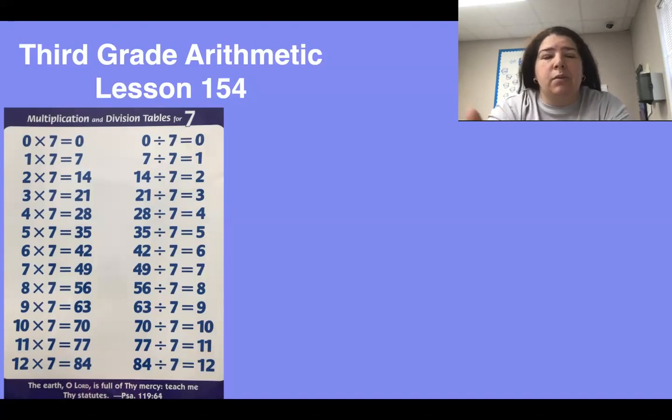0 times 7 equals 0. 1 times 7 equals 7. 2 times 7 equals 14. 3 times 7 equals 21. 4 times 7 equals 28. 5 times 7 equals 35. 6 times 7 equals 42. 7 times 7 equals 49.